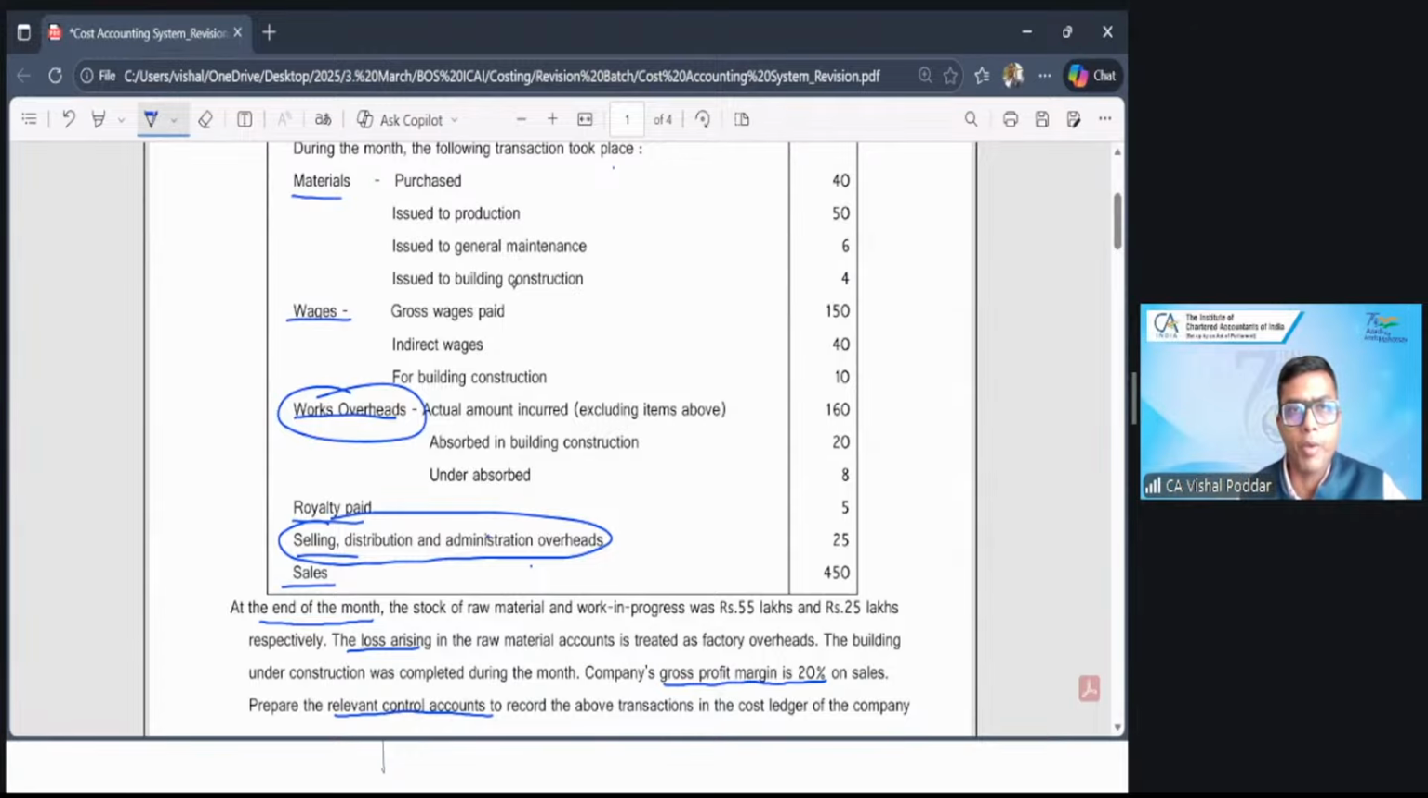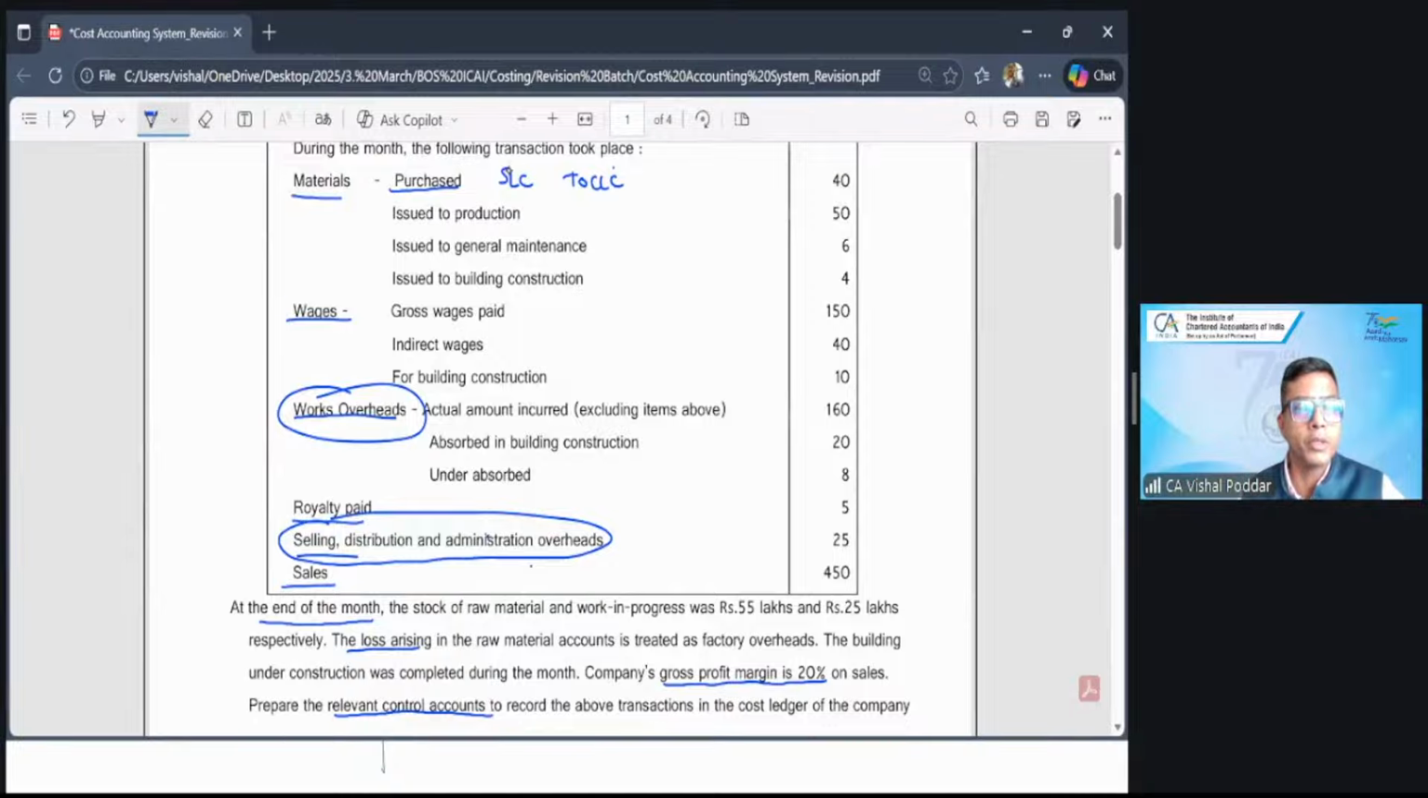Chalo. Material purchased. Now simple accounting logic. Debit what comes in and credit the giver. So for material purchase, for us, the material account is the SLC account. So material has come in, so SLC will be debited. And who has given this material? It is the creditor. But the creditor under cost accounting is represented by which account? CLC. Correct?